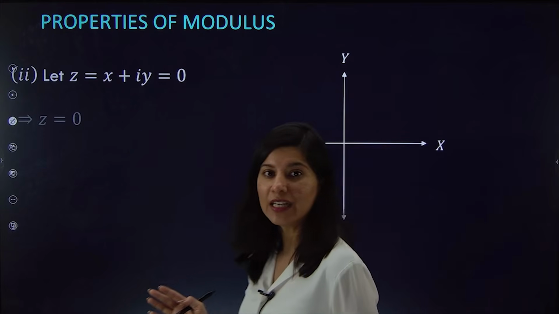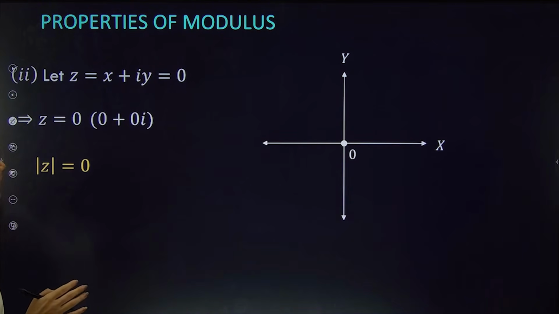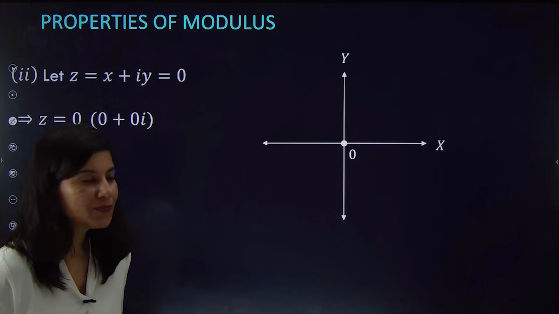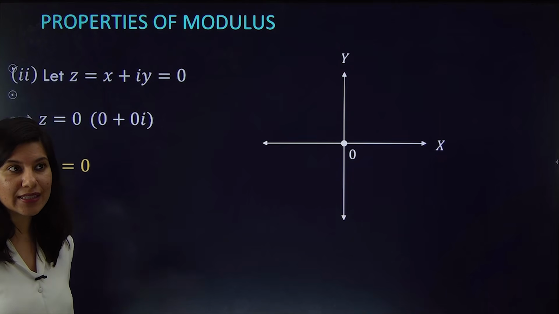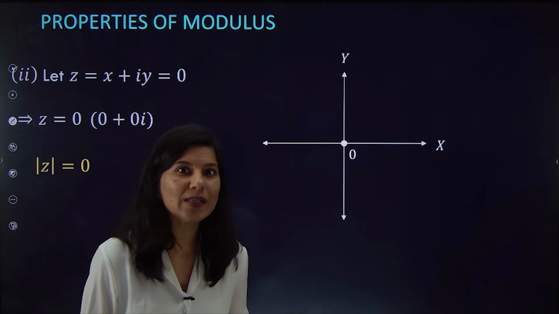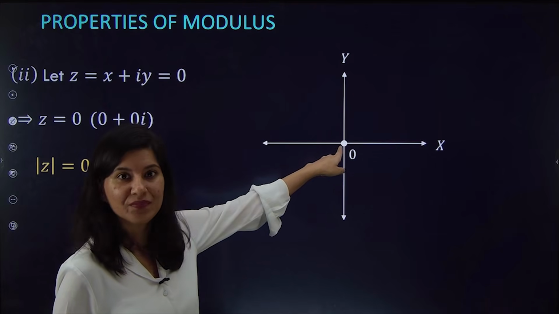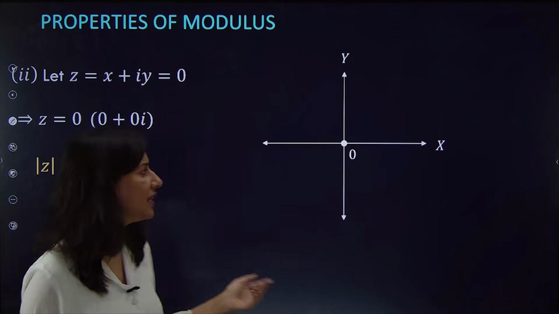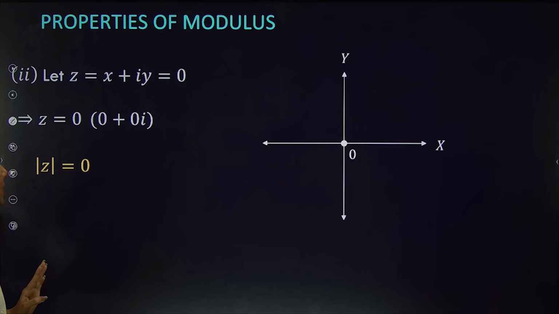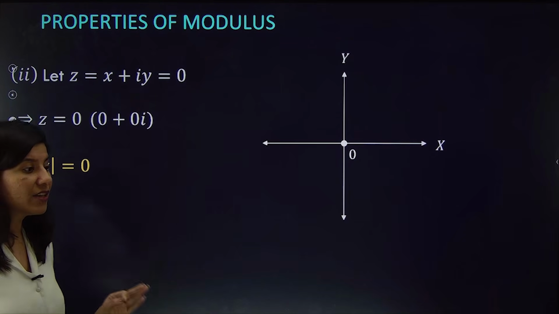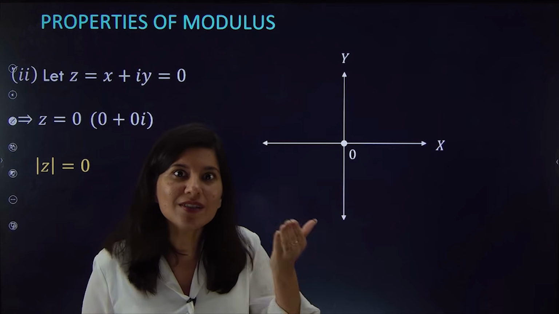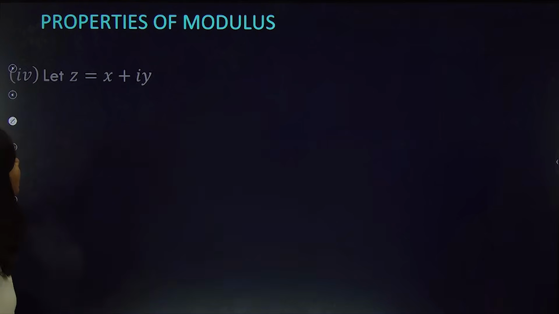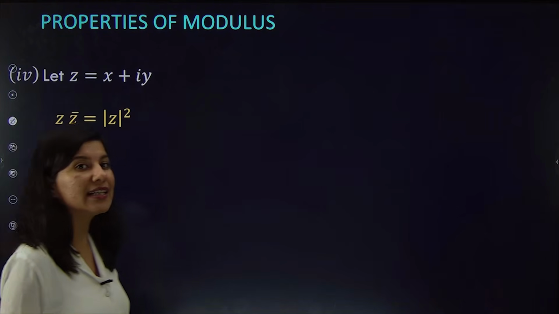Okay. Second property, let's talk about the second property. The second property is very easy. If your complex number is 0, that is 0 plus 0 iota, then the distance of 0 plus 0 iota from 0 is what? 0 only. So mod z is becoming 0. And one more thing, if anybody is giving you mod z is 0, what does that mean? If mod z is 0, that means your z is 0.